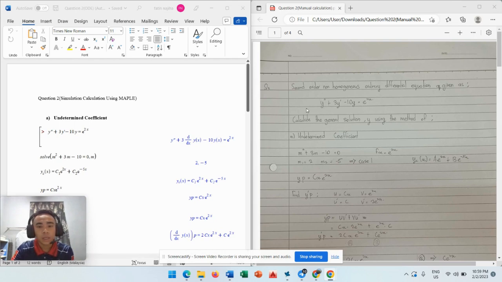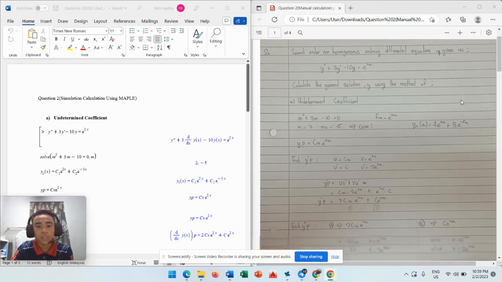Okay, today I will continue our presentation about the manual calculation and simulation calculation using Maple. Okay, and I present for question 2. Okay, we go to the manual calculation first.